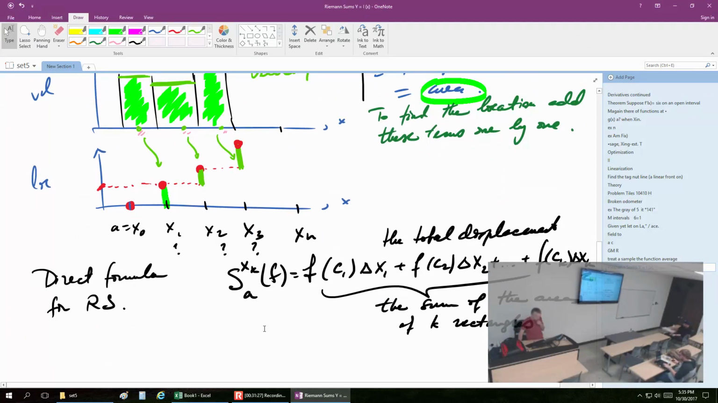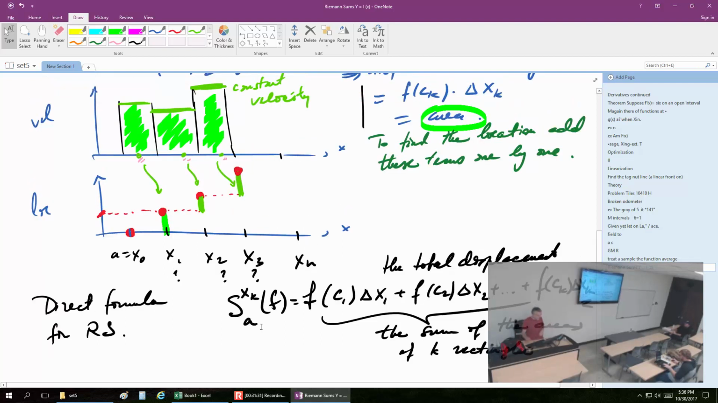Okay, so that last picture is the most descriptive, I think, right here: how we are stacking up those displacements on top of each other to keep finding the new locations. Okay.